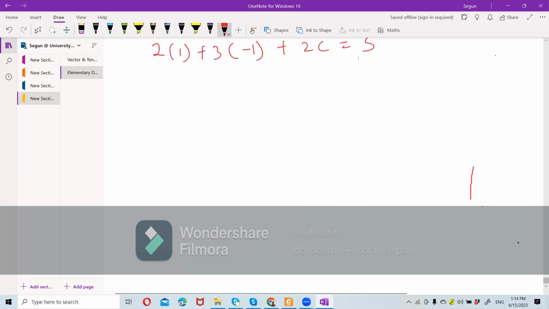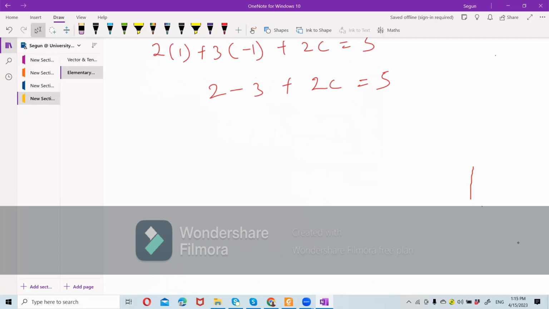So you can tell me the answer now. You have 2 minus 3 plus 2c equals 5. So what do we have here? Minus 1 plus 2c equals 5. 2c equals 5 plus 1. 2c equals 6. c equals 6 over 2. c is equal to 3.